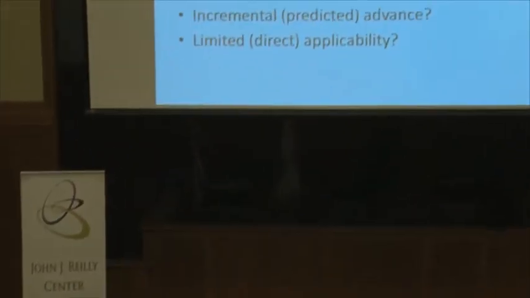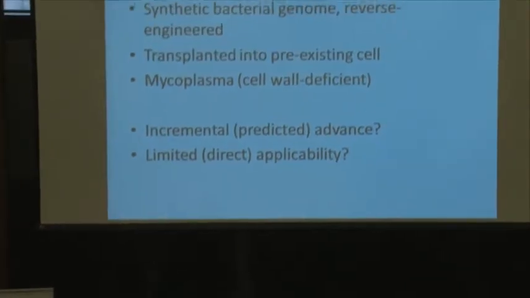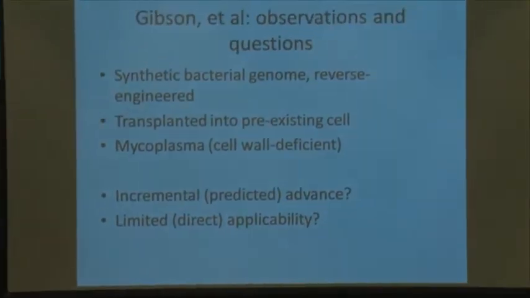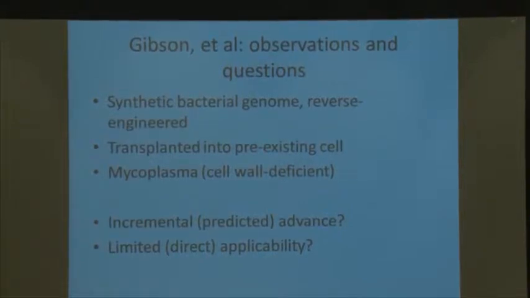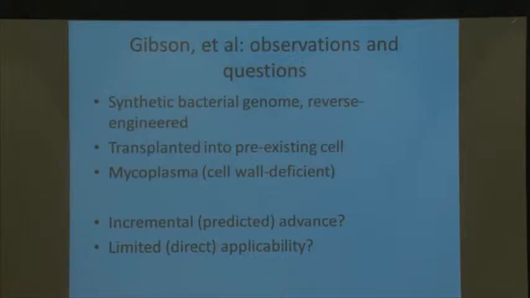So here we go. It's a synthetic bacterial genome. It was transplanted into a pre-existing cell, as I said. And this was done using mycoplasma. So these are bacteria that don't have a cell wall, so they're specialized. They're a little bit easier to manipulate. And it's going to be a little bit more difficult to do this maybe with your run-of-the-mill bacteria, but that technology is probably not that far off.